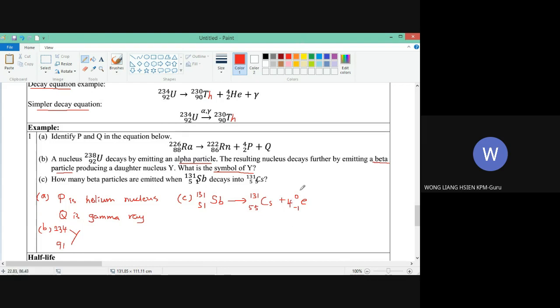So this is one way that you can give the answer. It depends on how many marks there are. For example, if it says 2 marks, then you show this. If it's 1 mark only, then you can straight away say 4 beta particles. You don't have to write this whole thing, if the question is 1 mark only.